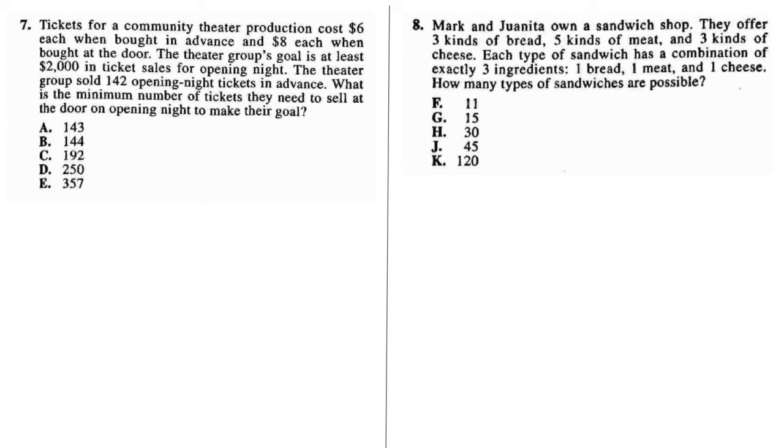We have tickets for a community theater production that cost $6 each when bought in advance and $8 when bought at the door. The theater group's goal is at least $2,000. So we can have more, but that's the smallest we want for our goal. The theater group sold 142 opening night tickets in advance. What would be the minimum number of tickets they need to sell at the door opening night to make their goal?